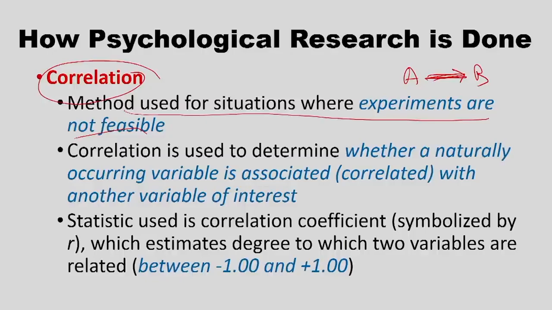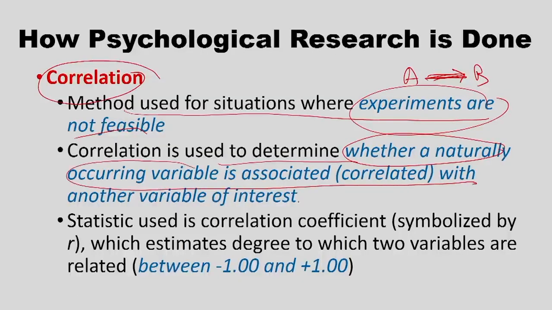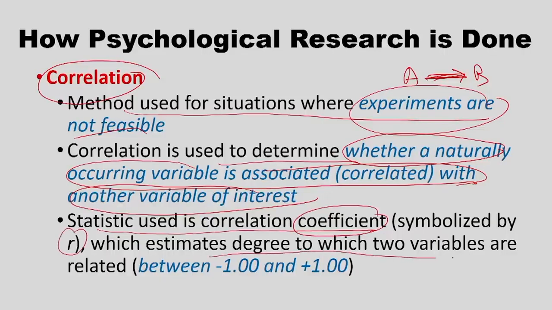What is the correlation method? It is used in situations when an experiment is not feasible. Also, correlation is used to determine whether a naturally occurring variable is associated or correlated with another variable of interest. So, if we have two variables A and B, thunder and lightning, and thunder occurs when lightning occurs, to find how much they are related to each other, we use the correlation method. That will tell you how likely it is that when there is lightning, there is also thunder. The statistic used for correlation is called the correlation coefficient, symbolized by the letter R, which is an estimate of the degree to which the two variables are related.